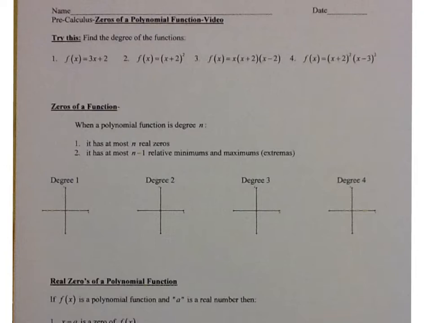Okay, so remember the degree of the polynomial is its largest exponent. So look at the first one, f of x is equal to 3x plus 2. Its largest exponent is 1, so it's a first degree polynomial. Okay, let's take a look at 2. So it's (x plus 2) squared, which is (x plus 2) times (x plus 2), which will give me an x squared when I double distribute. So this is a second degree polynomial.